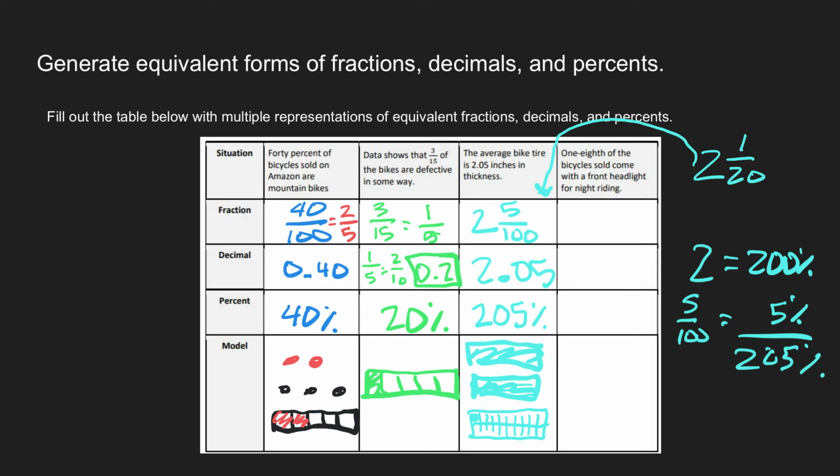Okay. Then 1/8 of a bicycle. Okay, so 1/8. Oh, I should have picked a different color. Let's see, what do we want to do now? I want a pretty color. I guess we could just do black. That's pretty, right? 1/8 is, okay, so 1/8.